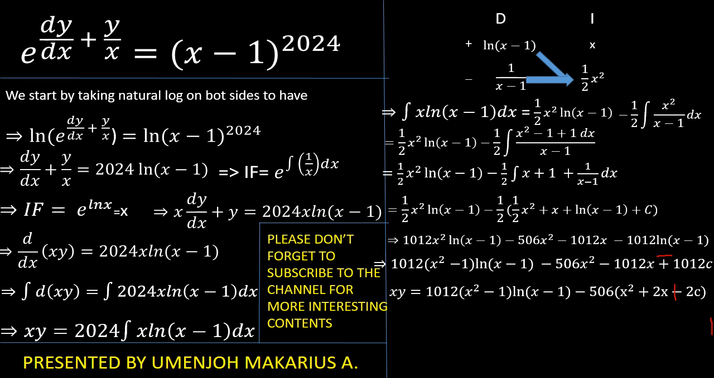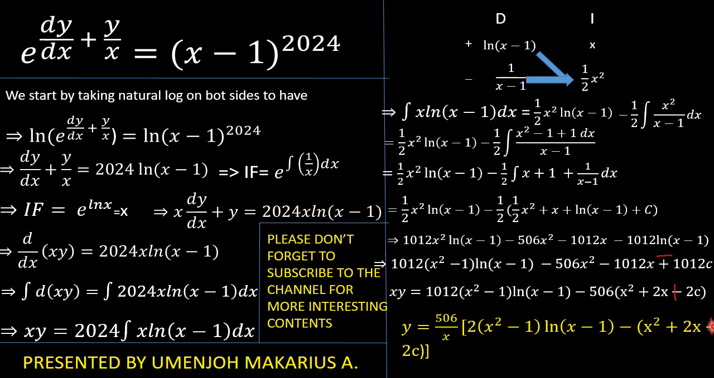So now this is exactly what we have. Good. So guys, factoring out negative 506 simply gives us x squared plus 2x. Now since here was minus, it becomes plus 2c. Then if we divide all through by x, since we have to solve for y, and also factor out 506, we are going to have y equal to 506 on x times (2x squared minus 1 times the natural log of x minus 1, minus x squared plus 2x).